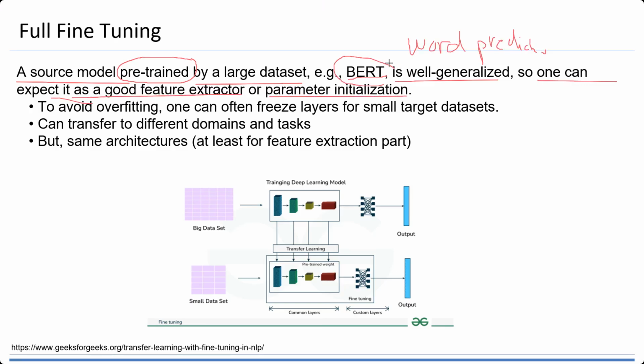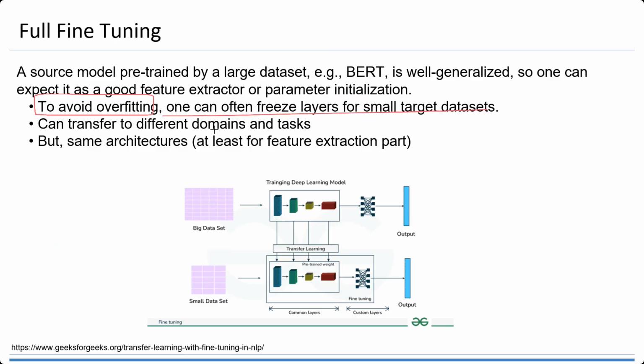So when we use BERT, last week we learned that we can use the BERT tokenizer. When we use the BERT tokenizer, we want to tokenize the words that I have with some values from BERT, because we know that BERT is already a reliable model. However, we need to be concerned with overfitting. One can often freeze layers for a small target dataset.